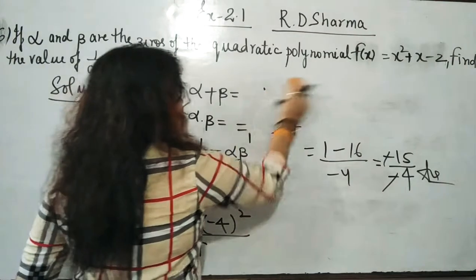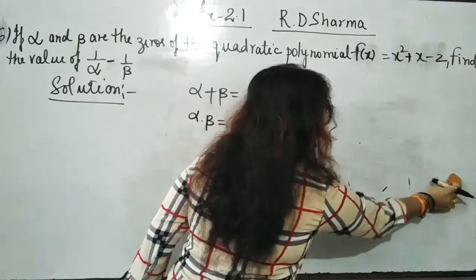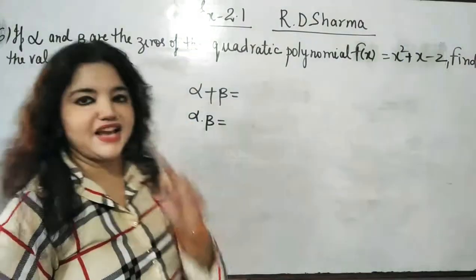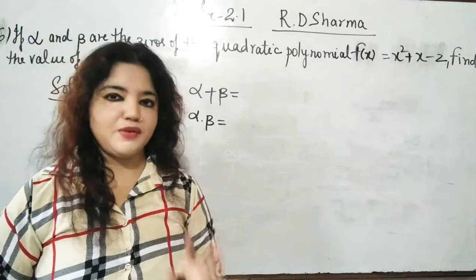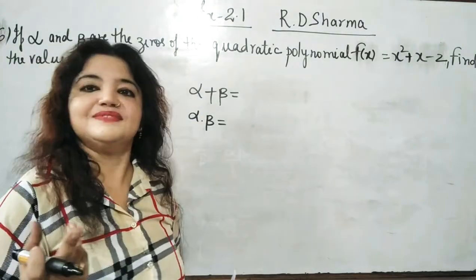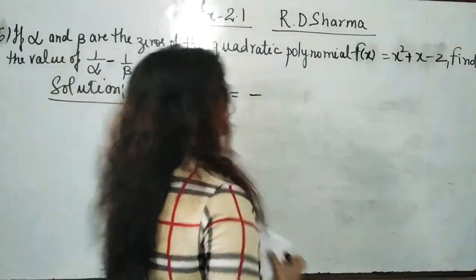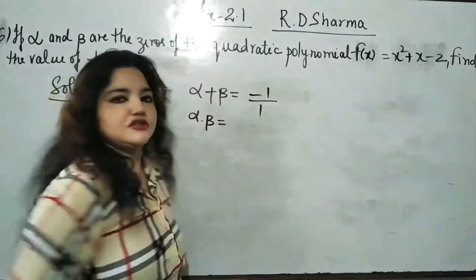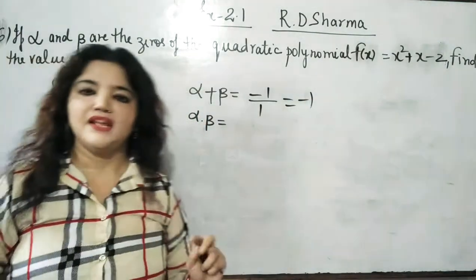First we will calculate alpha plus beta and alpha into beta. Alpha plus beta, again I am speaking the formula. Again and again I speak the formula just for you, so that you can learn the formula very well, or if you have already learned, you can revise in your mind. So alpha plus beta is minus coefficient of x upon coefficient of x square. So minus coefficient of x, this is 1, upon coefficient of x square, that is also 1. So minus 1 upon 1, that means minus 1.